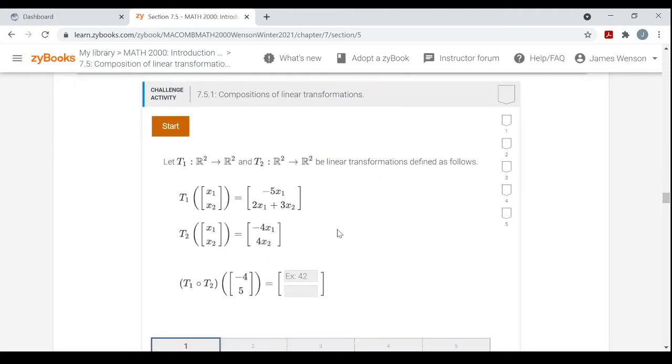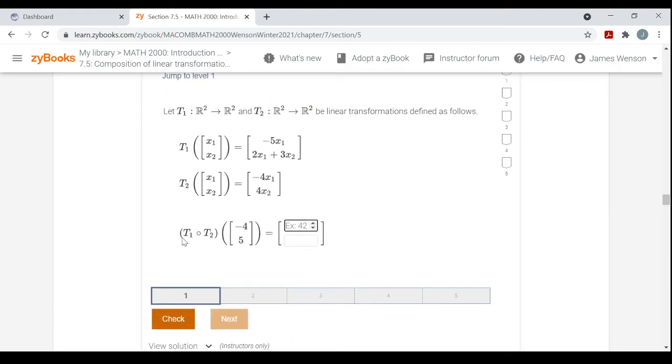And then for the challenge activity, this first one is just if I was to compose T1 with T2 and then plug in this vector -4, 5, what would be the output? Right? So this isn't about finding standard matrices or anything. I mean, you could, but this is just apply T2 to -4, 5.